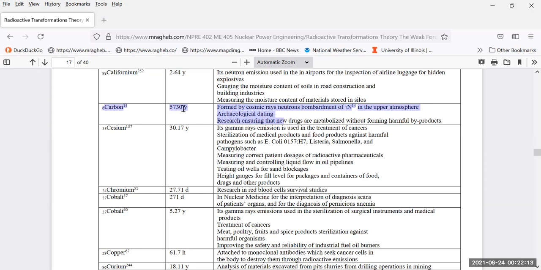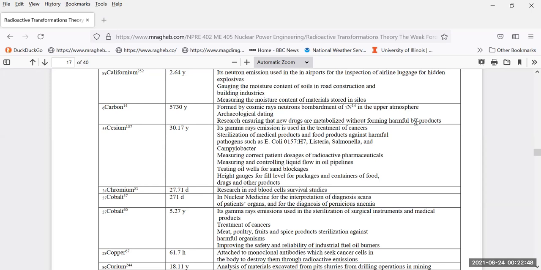Measure the activity at the initial time where the isotope was available, being produced and being incorporated in the plant or animal. And then when it decays, that's the basis of carbon dating. This is very important in biology in general and archaeology in general. And if you work in pharmaceutical research, this is also important in research, ensuring that new drugs are metabolized without forming harmful byproducts in the body.